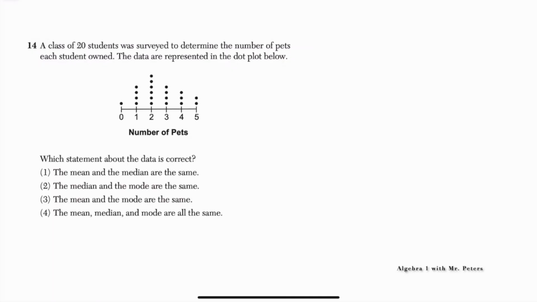Problem number 14 states a class of 20 students was surveyed to determine the number of pets each student owned. The data are represented in the dot plot below, and they want us to determine which statement is correct. And the statements are referring to the mean, median, and mode. So let's just write that out. So we have mean, we have median, and then we have the mode.